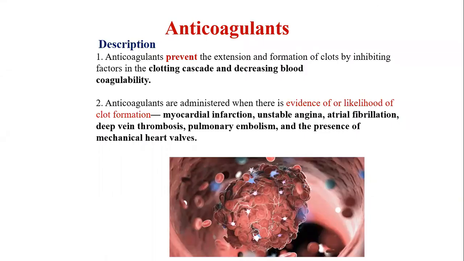Here, we are going to talk about the anticoagulant. Anticoagulant we use to prevent the blood clotting. The most common and popular anticoagulants we use are heparin, warfarin, or coumadin. Heparin is an injectable form and prevents the conversion of prothrombin to thrombin.